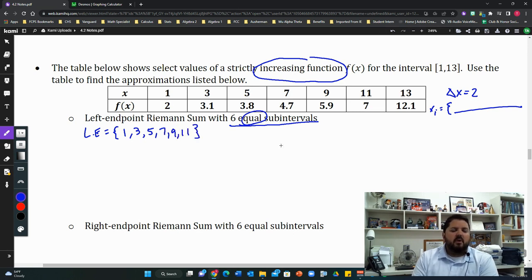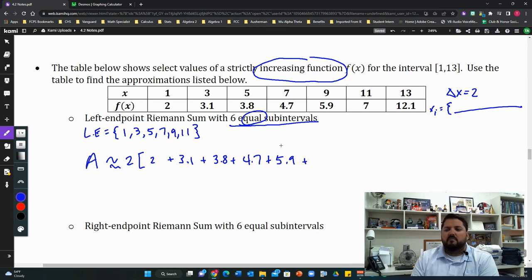Now, this time I'm going to skip over writing out the heights, and let's just jump straight to our area formula. So the common width for each one of these would be 2, and then our heights would be f of 1, which is 2, and then f of 3, which is 3.1, and then f of 5, 3.8, and so on. So I'm going to have a rectangle of every single height except for our b value. Our f of b will not be used for a left endpoint Riemann sum.